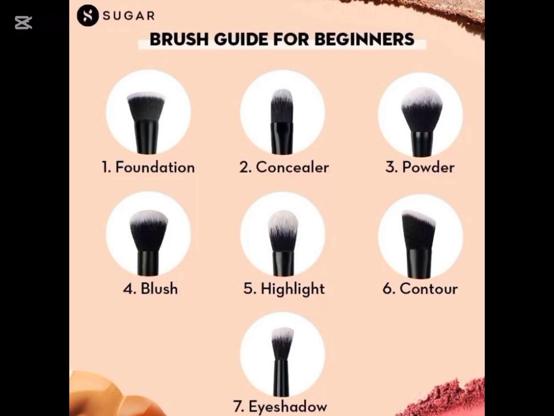And the fifth part is a brush guide for beginners. This is the most important part of this video. The brush is the most important part of your makeup, for all your makeup. You can apply foundation with a brush, concealer with a brush, powder with a brush, blush with a brush, highlighter with a brush, contour with a brush, and you can do eyeshadow with a brush. Brush is the most important part of your makeup. Without a brush, your makeup is incomplete, because the brush is the most important part of all your makeup.